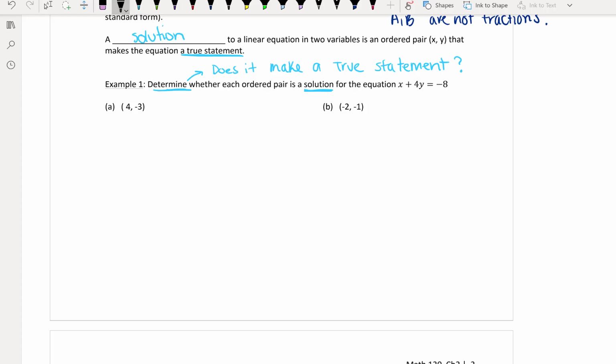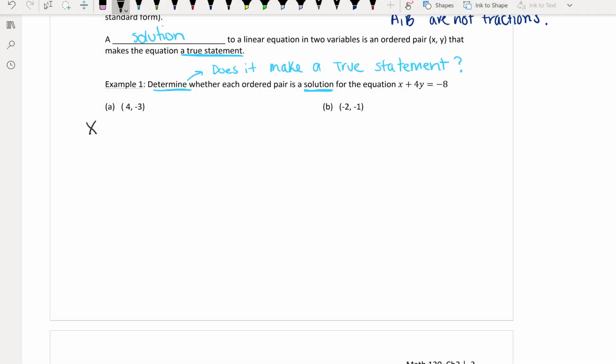So here, what we have is the x value. Oops, sorry about that, guys. Sorry, I must have pushed something.